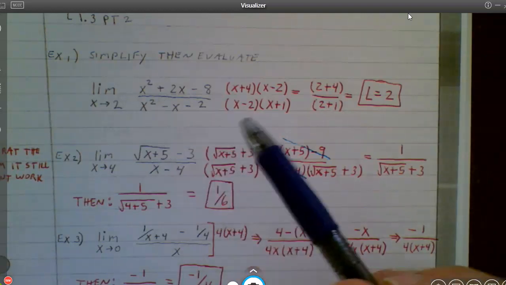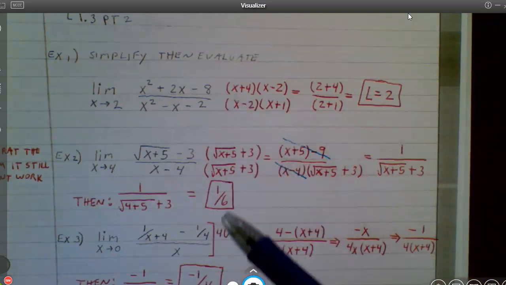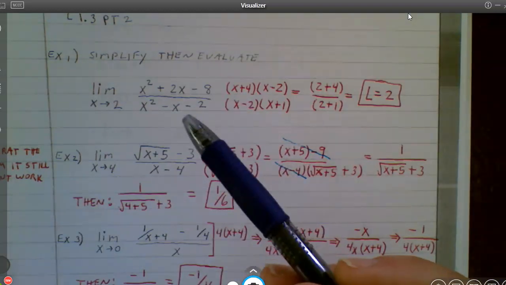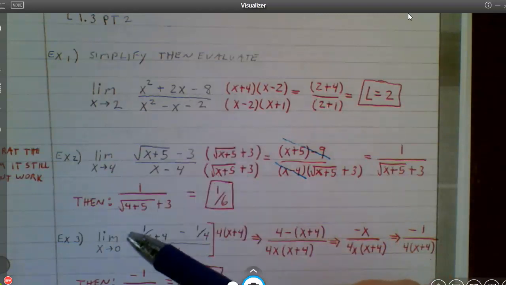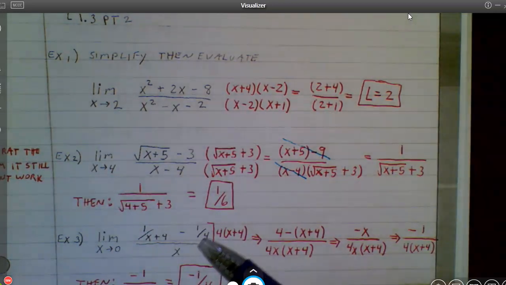Because you can see as I put this into factored form, if I were to plug in 2, it's going to create a 0 in your denominator. So can't do it the way it's written now. All these, the common theme in all three of these is going to be simplify it first, then you can do direct substitution to get the limit.